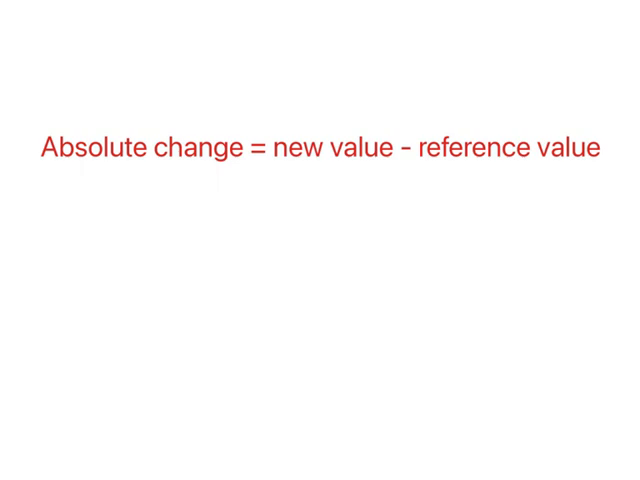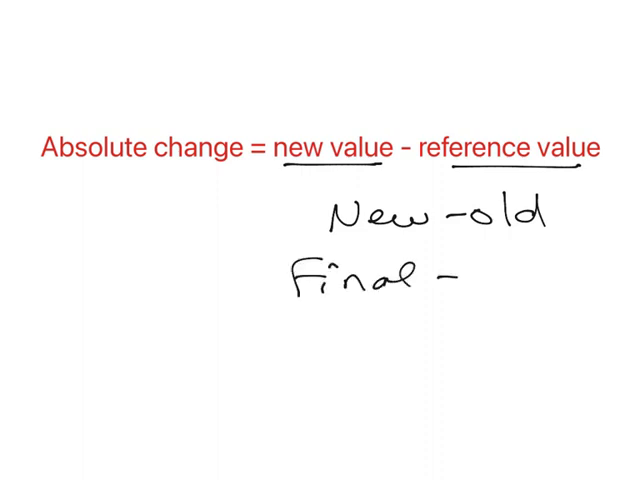So with absolute change, we find this by taking the new value and subtracting the reference value. Now, I often talk about this as new minus old. Some people call this final minus initial. I don't care how you think about it.